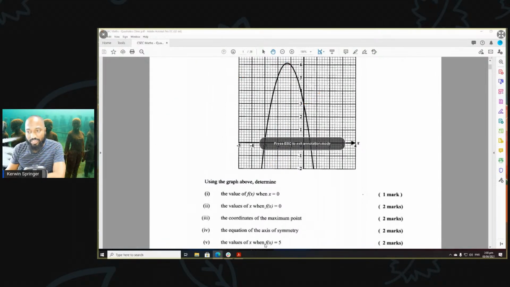The values of x when f of x is equal to 5. So we need to look at when f of x is equal to 5. That's here. And we need to find those x values. I'm seeing one solid value. There's x is equal to negative 2. And that looks right, like it's plumb in the middle there. x is equal to negative 0.5.